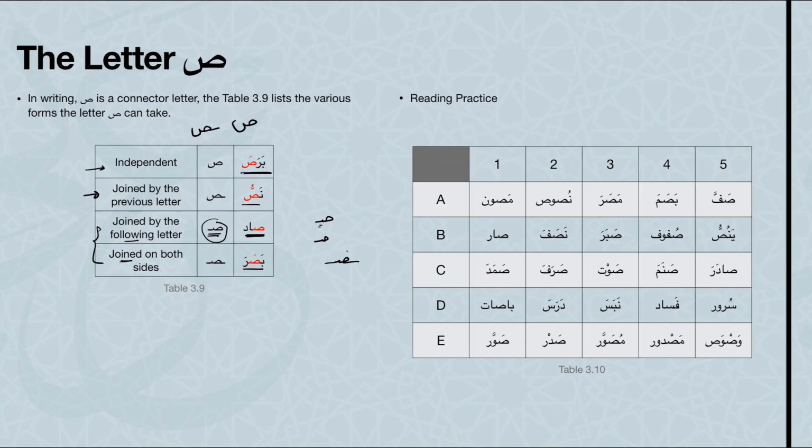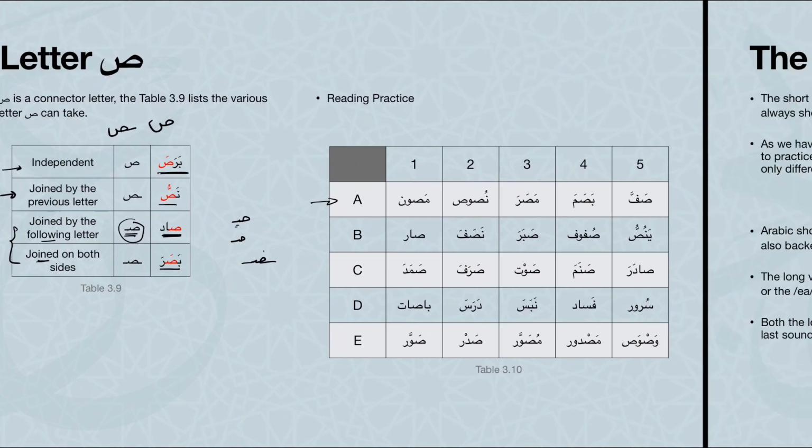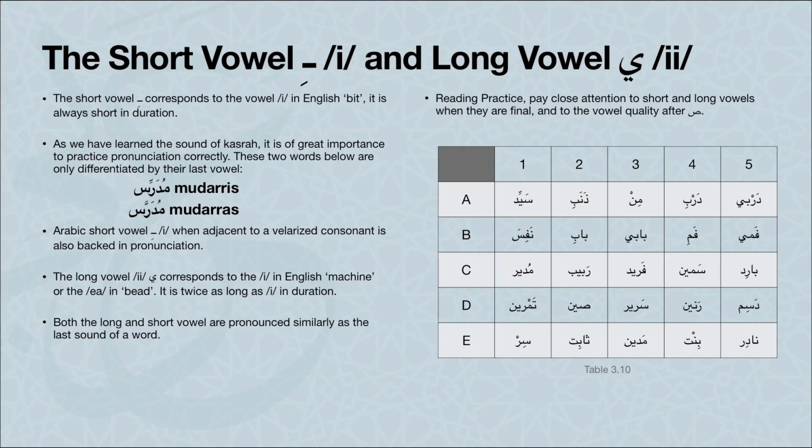Let's start reading. Wow, okay. Anyone wants to give it a shot? I know we're almost at our point, almost an hour and a half, but this is the end of it, and then we're just going to go over the kasra and the long vowel e, which I think you already have a good idea on.